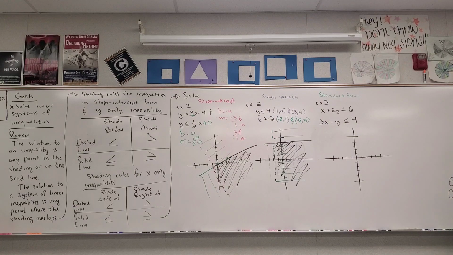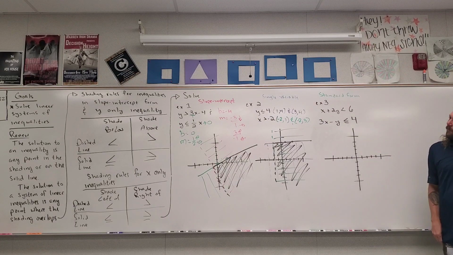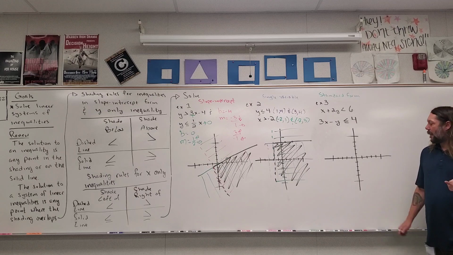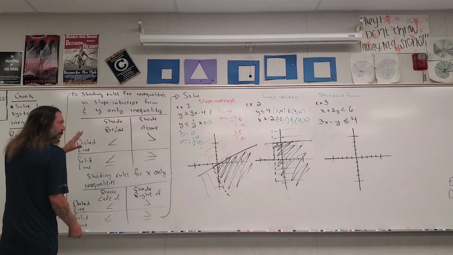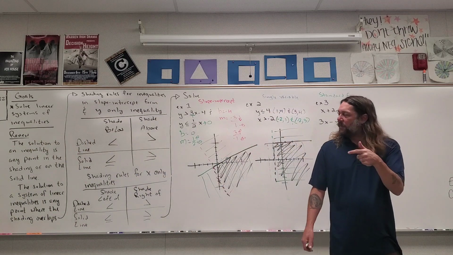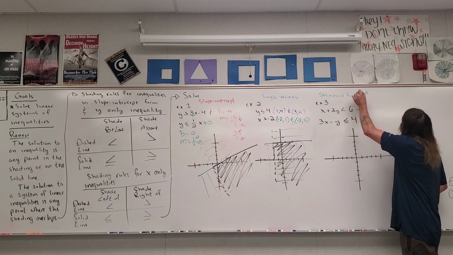All right, so I'm going to convert this one into slope-intercept form, and remember on your cheat sheet it says add or subtract the ax to the other side, and then divide everybody by the b value, and then follow the shading rules. Okay, and one more thing, if we divide by a negative, we have to flip the inequality symbol. All right, so we'll do this one in green.